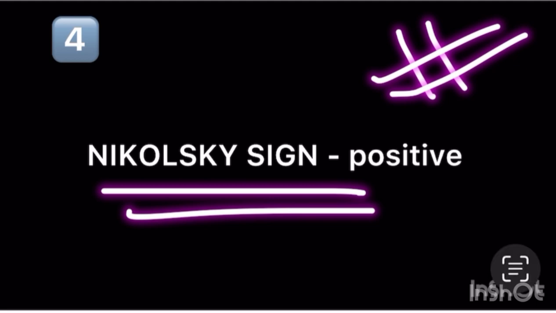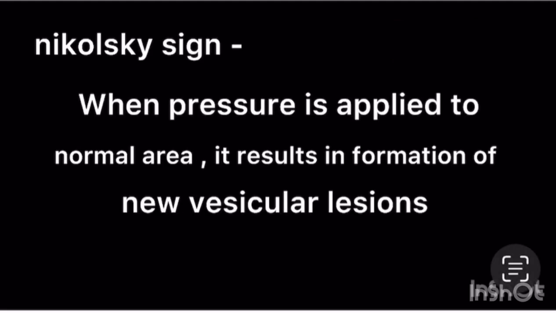What is Nikolsky sign now? It is a characteristic feature of Pemphigus vulgaris. Let's see the definition first. When pressure is applied to a normal area, it results in formation of new vesicular lesions. Now what happens is, where there are vesicles and blisters, the adjacent normal area, when we apply pressure on it, blisters and vesicles will freshly form. So this is called Nikolsky sign. Its use we will see in diagnosis.